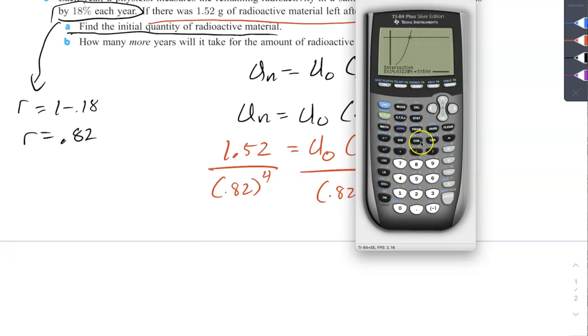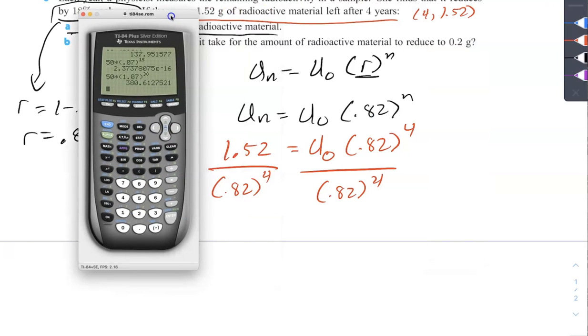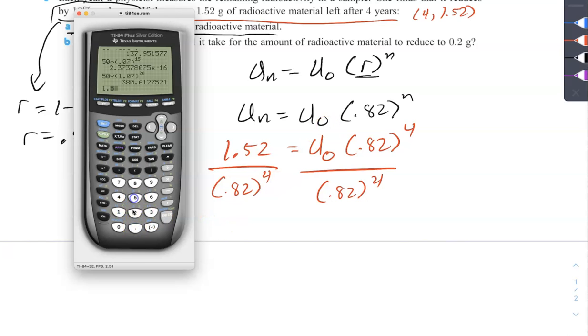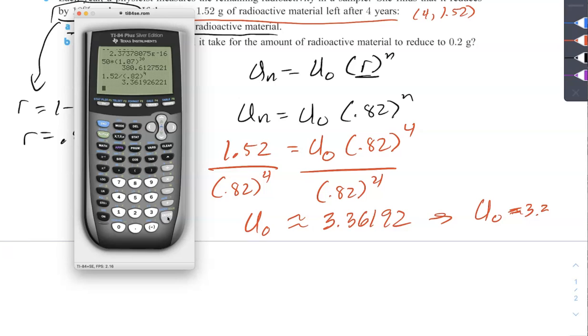Use my calculator for that. It is an application problem. We're always allowed to use calculators on application problems. So I'm going to get 1.52 divided by 0.82 to the fourth. U0 is approximately, now again, in IB we're going to simplify to 3 sig figs, so my initial amount is about 3.36.